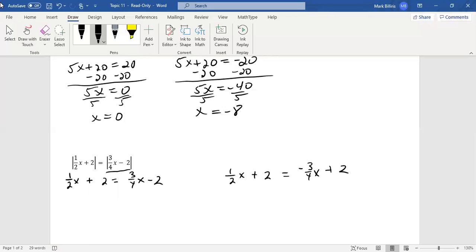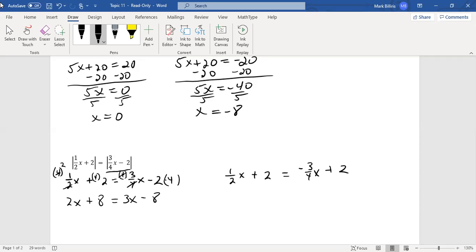Now, as I did before, I'm going to clear my fractions by multiplying by the LCD, which would be 4. So I multiply every term by 4. In the first term, 2 goes into 4 2 times, so this would leave me a 2x. In the second, I multiply 4 times 2, and that gives me 8. The next, the 4's reduce, just leaving me with a 3x. And here I have negative 2 times 4, which is a negative 8.